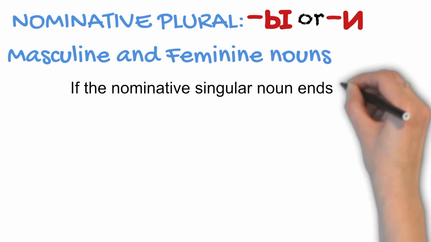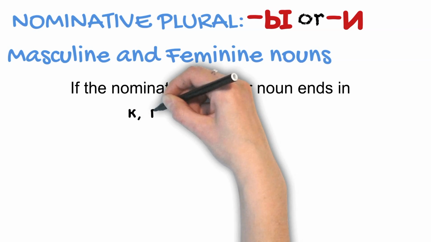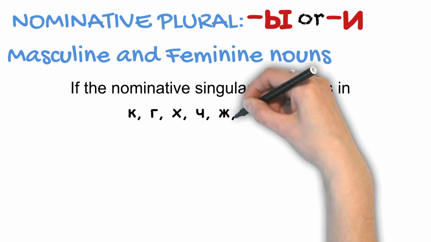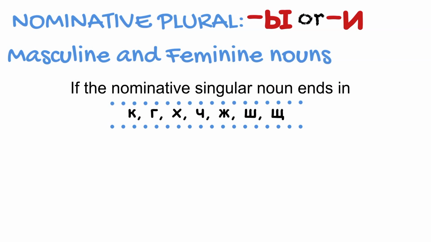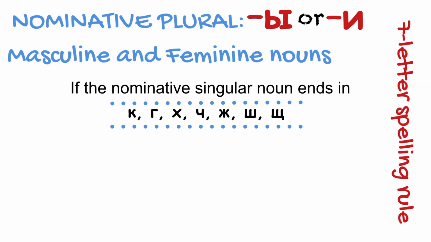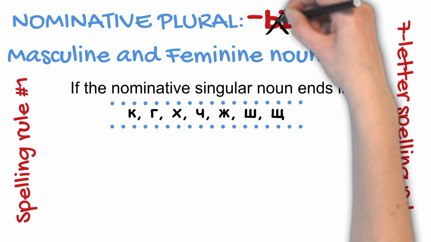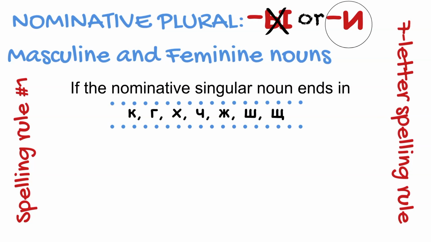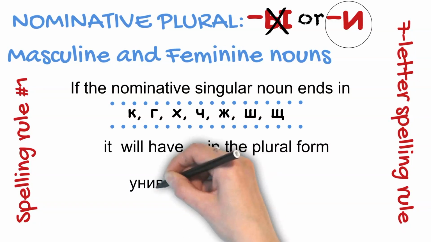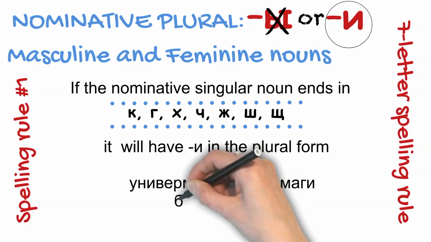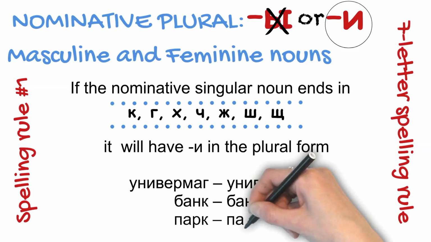If the noun ends in one of the following consonants, к, г, х, ч, ж, ш, or щ, it will follow a special spelling rule, often referred to as the 7-letter spelling rule or spelling rule number 1. The spelling rule stipulates that after these 7 letters, one cannot write ы and has to use и instead. So if a noun happens to end in one of these 7 letters, its plural form will have и in the ending. For example, универмаг – универмаги, банк – банки, парк – парки.